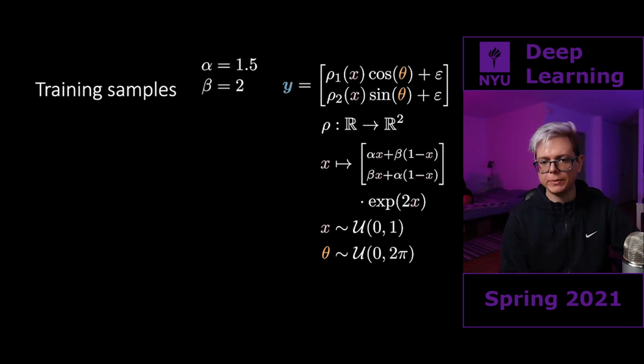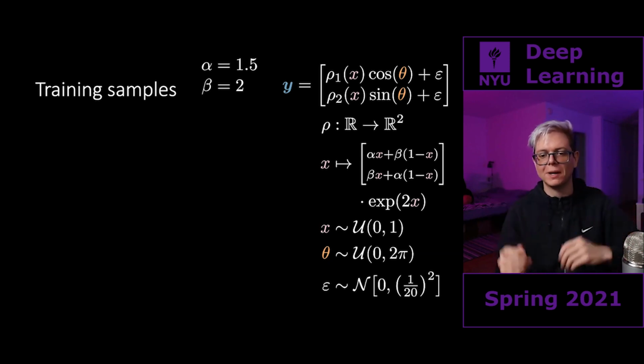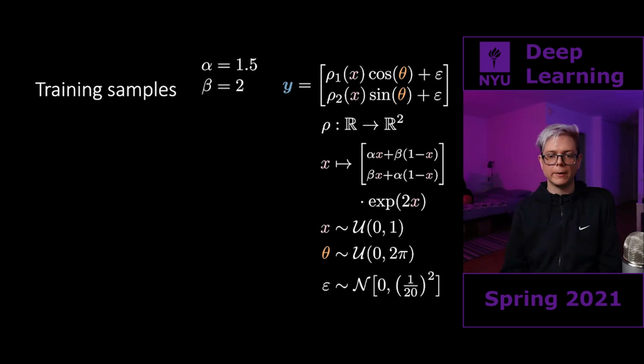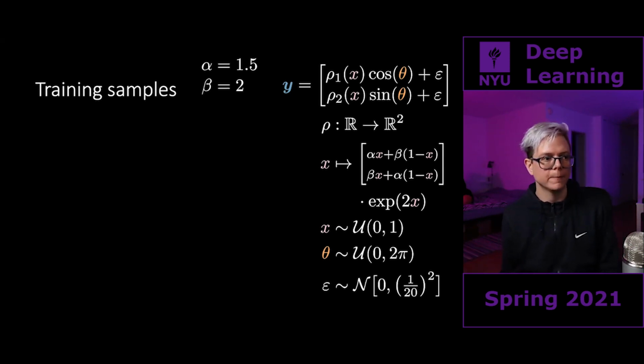What is epsilon? Epsilon is simply some noise. So we have 0 mean and 1 over 20 in terms of standard deviation. Why 1 over 20? Because it makes a little bit of noise, not too much. That's just an arbitrary number. So this is my data set, let's say. This is how I'm going to be building up my data set.